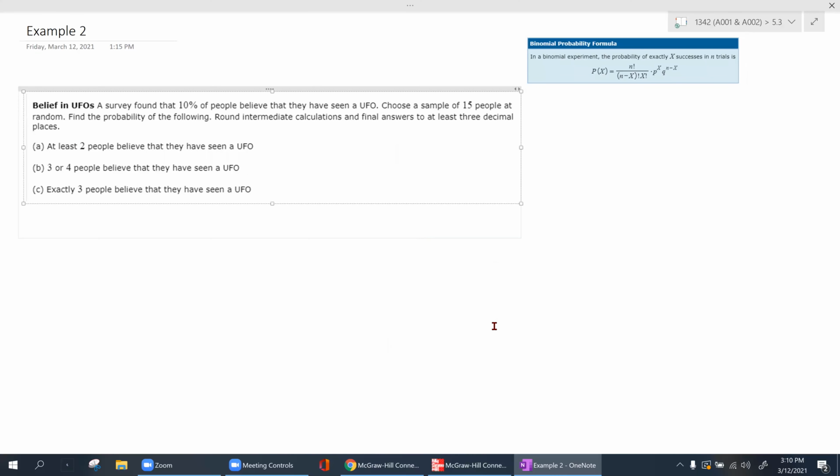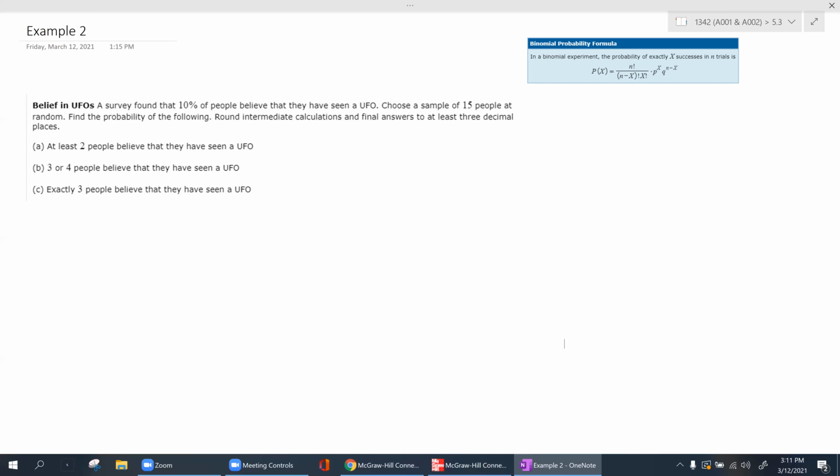We have a word problem. A survey found that 10% of people believe that they have seen a UFO. Choose a sample of 15 people at random. Find the probability of the following. Round intermediate calculations and final answers to at least 3 decimal places. So if I'm rounding my intermediate calculations, it means along the way I only want 3 decimal places.